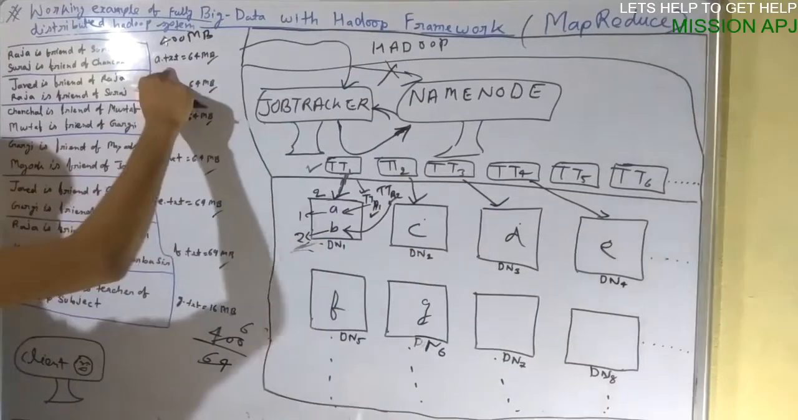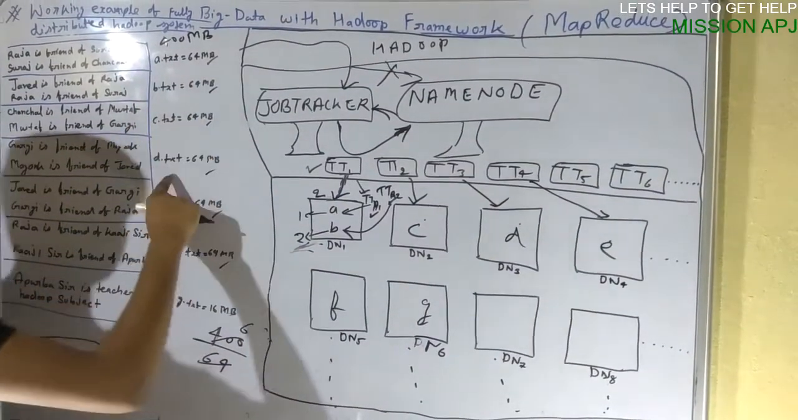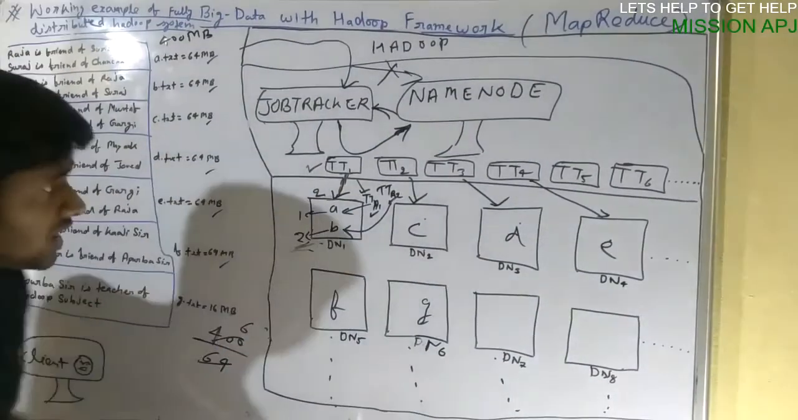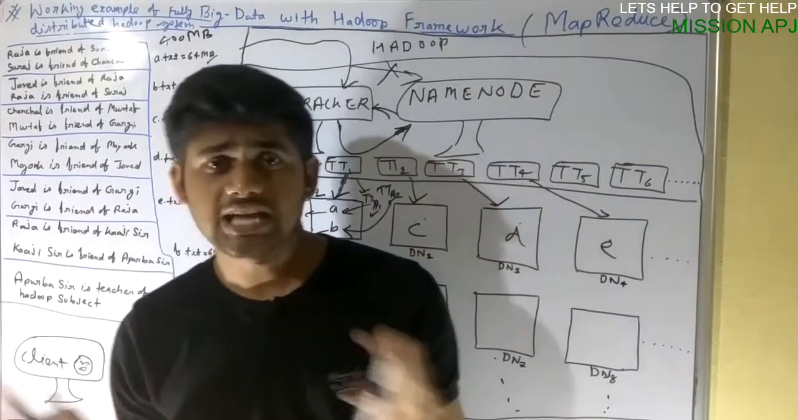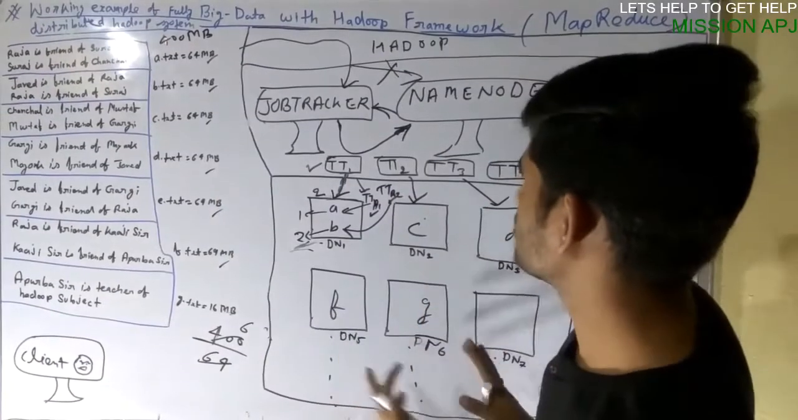So name it a.txt, b.txt, c.txt, d.txt, e.txt, f.txt. Now our data has been stored. Now what we need to do? We need to process it.